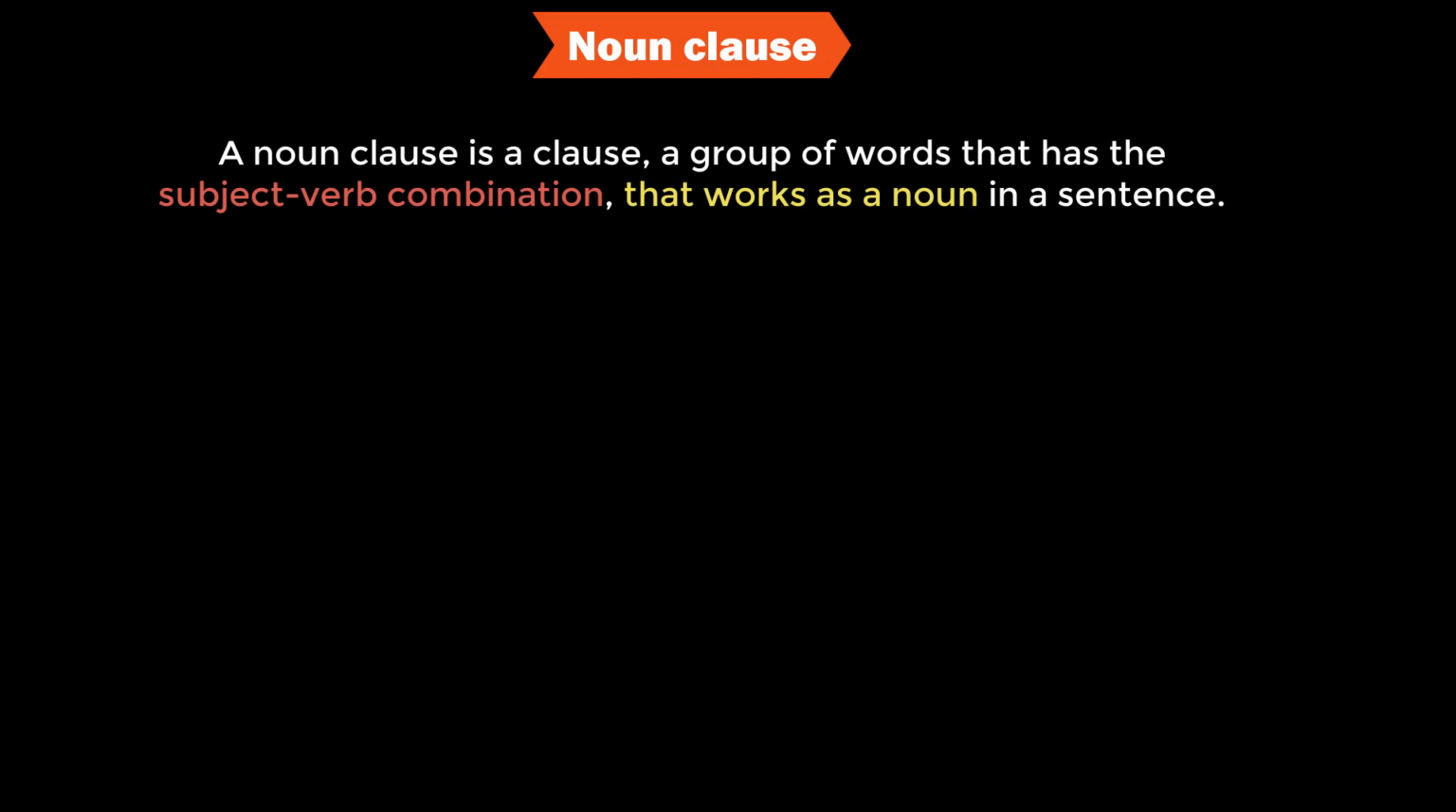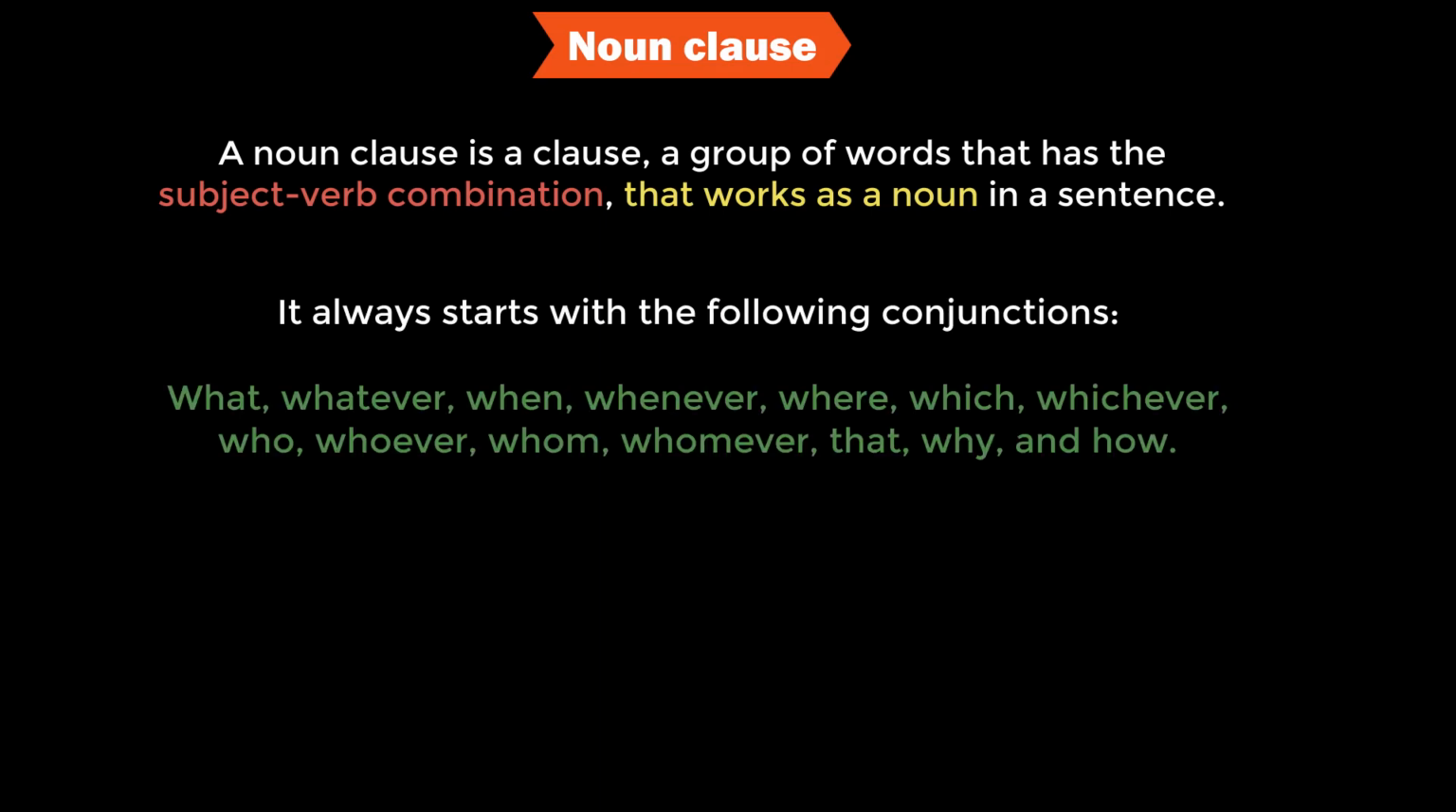So when you want to refer to a noun name using a group of words, you use a clause. When you don't have one word to refer to a noun, you have more than one word that includes the subject and the verb, you use a noun clause. A noun clause starts with these conjunctions: what, whatever, when, whenever, where, which, whichever, who, whoever, whom, whomever, that, why, and how. So these are the conjunctions a noun clause starts with.